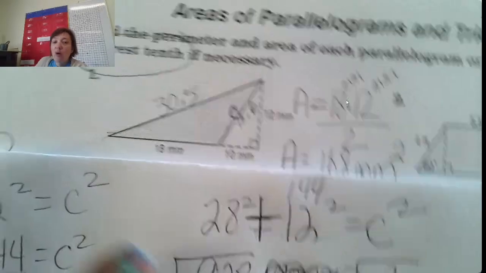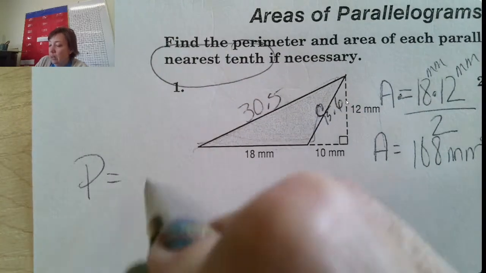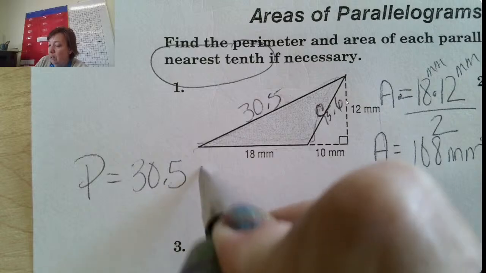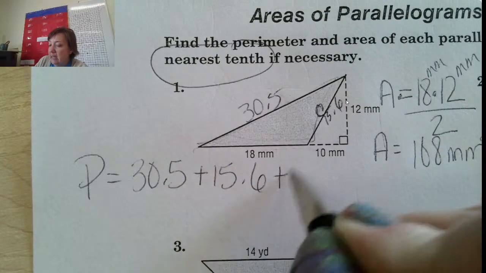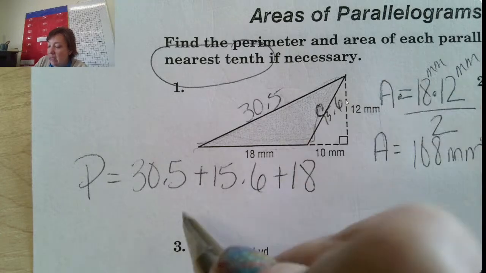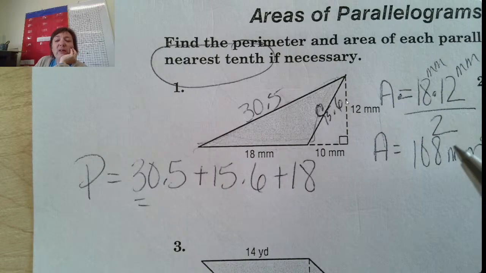Now that we know all three sides, we can just add them together to get our perimeter. So we'll do 30.5 plus 15.6 plus 18, and that gets us the perimeter for our shape. 45, 55, 63, 64.1. Is that right?